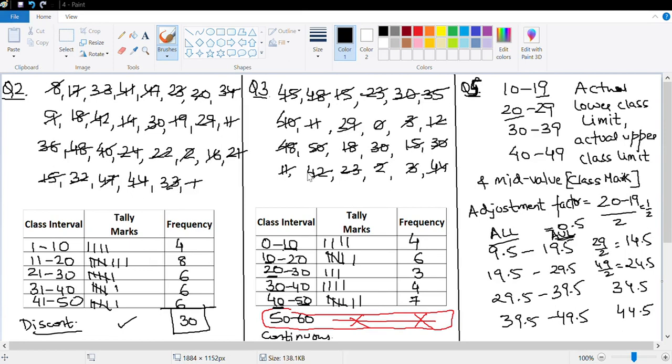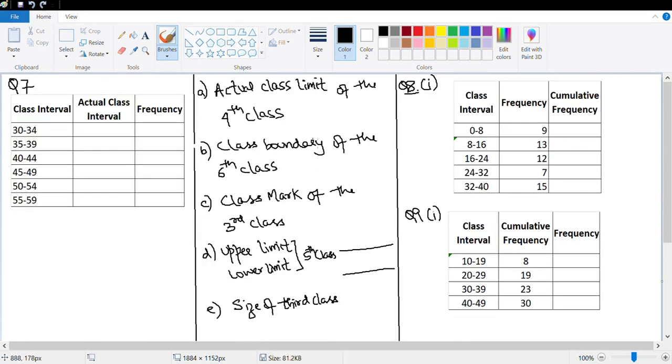The next question that we do is question number 7. So question 7 says use the table given below to find the actual class limit of the fourth class. This is 1, 2, 3 and 4. So they want me to find the actual class limit of the fourth one. So let's find it for everything. My life will be easier, right? So we will have some practice as well.